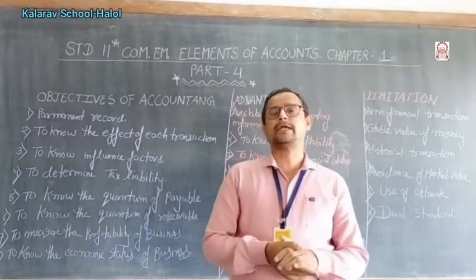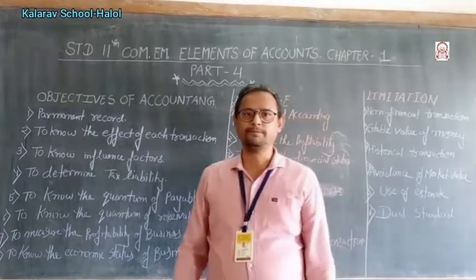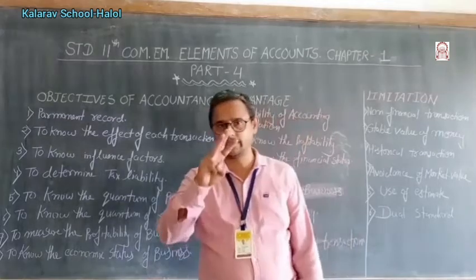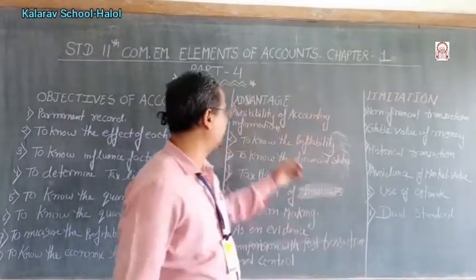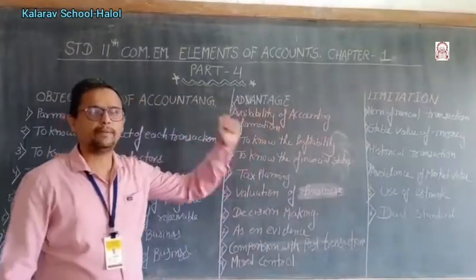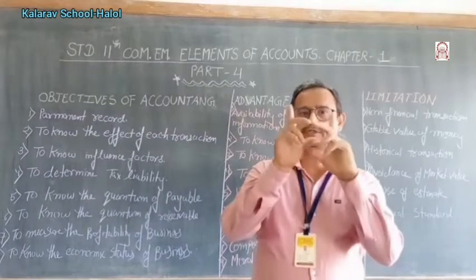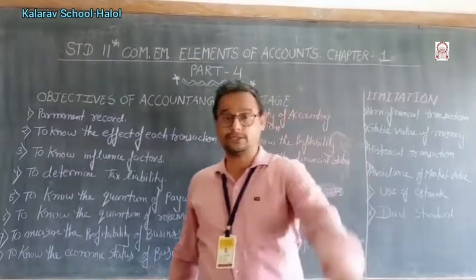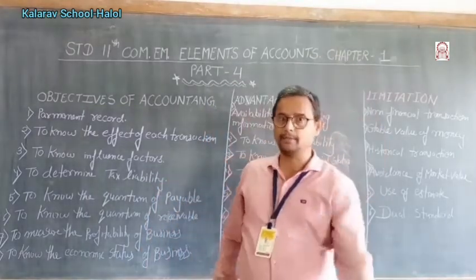Last lecture I explained the definition of accountancy. Now in this part we are going to understand three things. First, the objective of account, then the advantages, and then its limitations, meaning the disadvantages. So let's talk first about the objective of account. Objective means the uddeshya. What are the aim and the objective of maintaining the books of account?